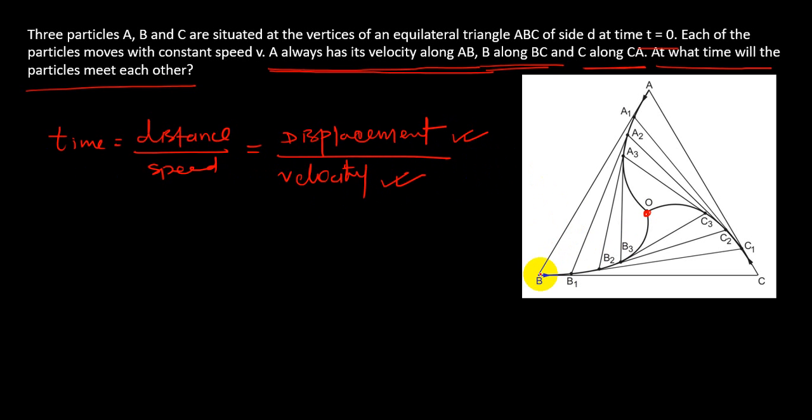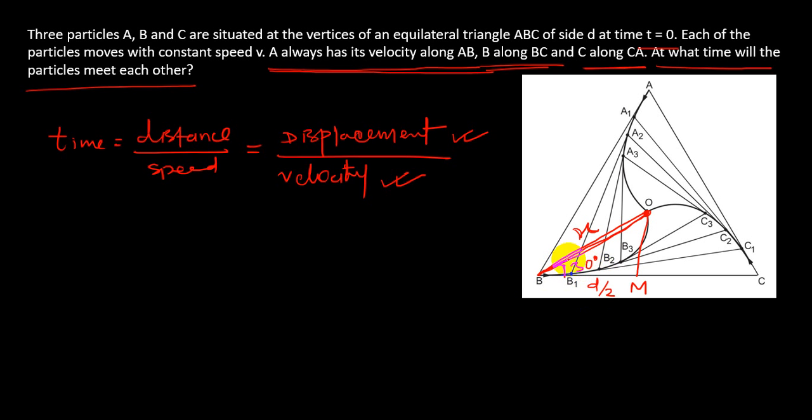So first of all, let us find out the displacement. For the particle B, the displacement is going to be BO, and same for other particles also, right? So this distance BO, let us consider that as x, right? And if you draw a perpendicular, let's take this point as M, right? So if you talk about the triangle BMO, this length BM is going to be d by 2, because the entire side of the triangle is d. So this is d by 2, right? And this angle is going to be 30 degrees.